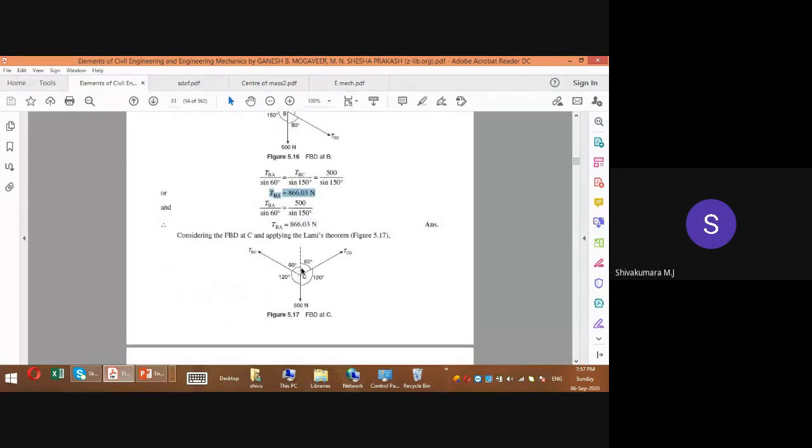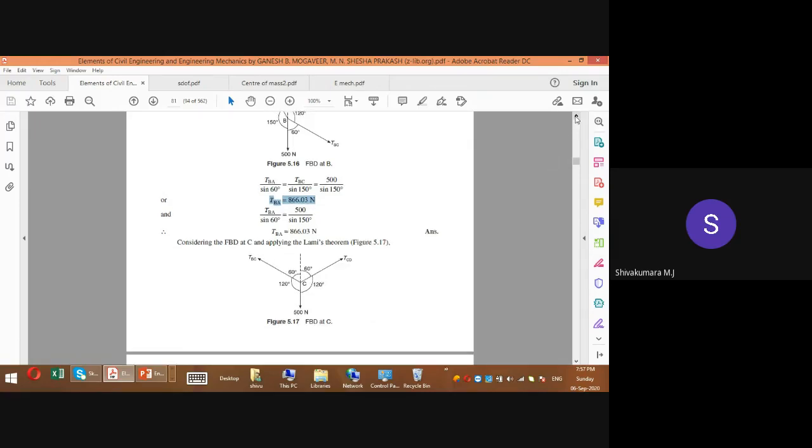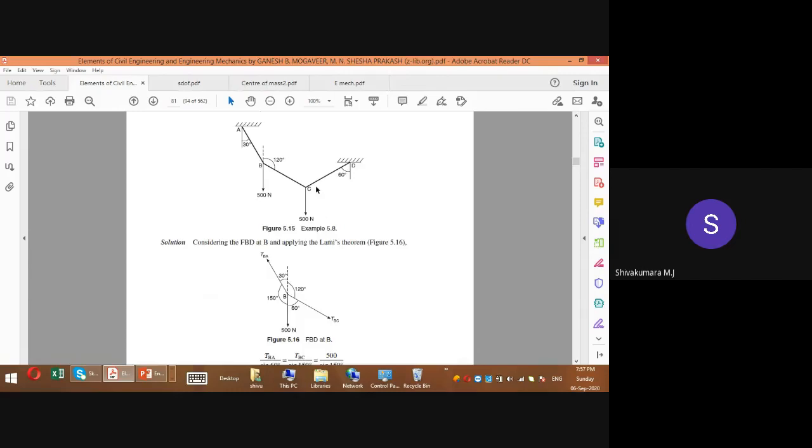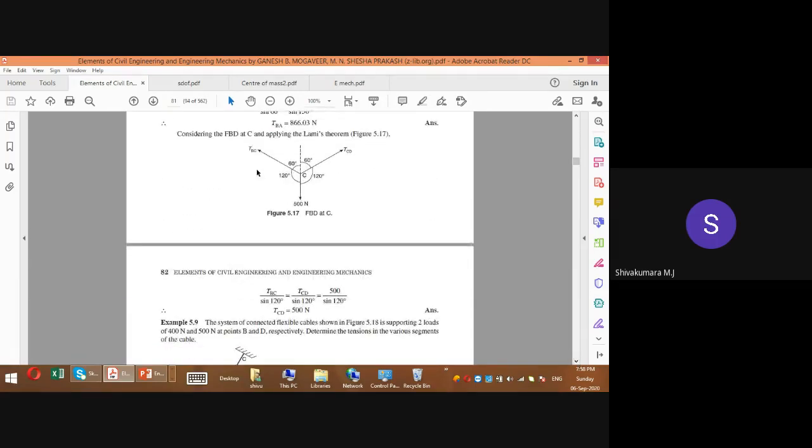Okay. So draw the free body diagram at point C. At point C, TBC is there, TCD is there, and then the 500 Newton force. So here we have TCB, TCD, 500. 500 is known, TCB is known, only TCD has to be determined. Again, apply Lami's theorem at this joint and you will get TCD. See here, the solution part. TBC by sine 120 equals TCD by sine 120 equals 500 by sine 120. So for TCD, first use only these two terms: TCD by sine 120 and 500 by sine 120. You will get TCD as 500.